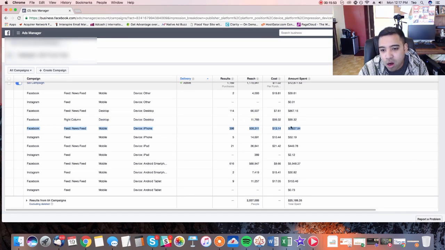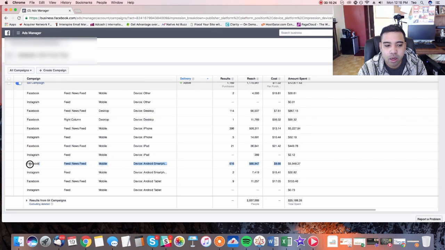Mobile newsfeed always makes sense. $13. Okay, we're still turning a profit there. Okay, Instagram feed. We're actually making money on Instagram. So for example, this one right here, using iPhone Instagrams, we're actually turning a profit here. But on the iPad, we're not really turning a profit. We're actually losing money. iPad, newsfeed, Facebook. We're actually losing money because it's costing us $21 to acquire a customer. Okay, we want to cut our costs down a lot.